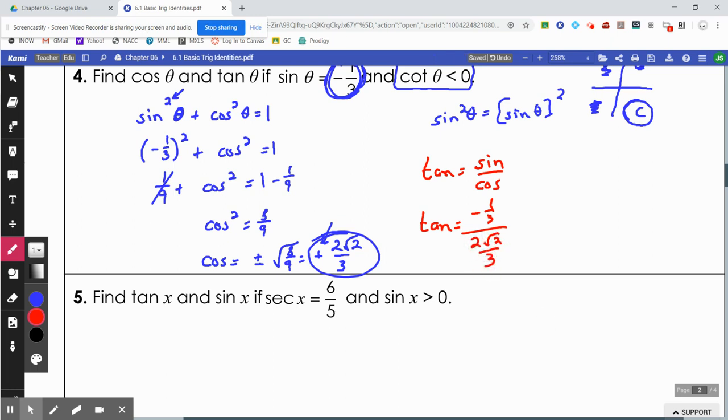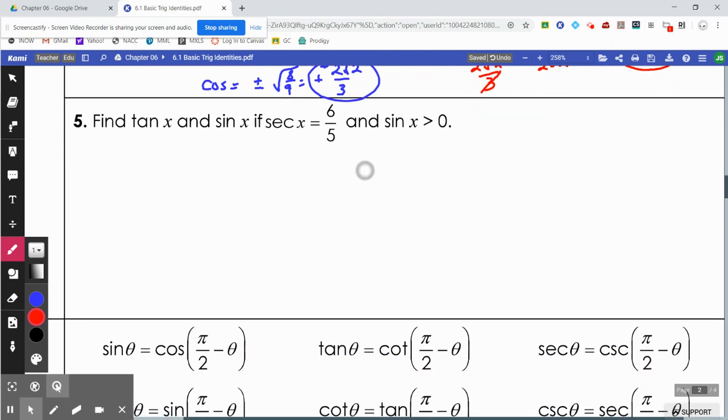Now, here's the nice thing about this, is anytime you're dealing with these, your bottoms are going to be the same. Because we know that sine is opposite over hypotenuse, cosine is adjacent over hypotenuse. So those bottoms should be the same. And what's going to happen when you flip and multiply is those bottoms will cancel each other out. And it leaves you with negative 1 over 2 root 2. Let's rationalize by multiplying top and bottom by root 2. And we get negative root 2 over 2 times root 2 times root 2 is 2 times 2, or 4. So negative root 2 over 4 would be your tangent value.